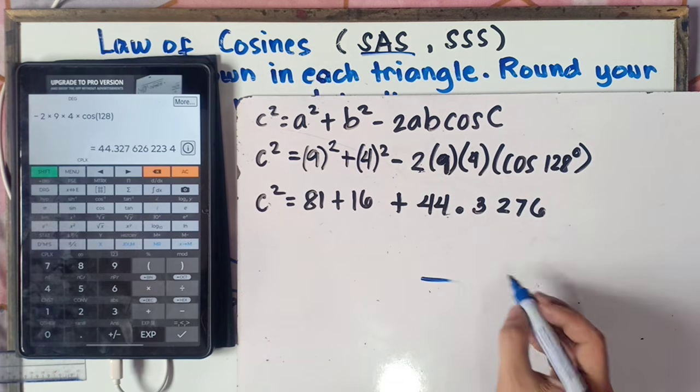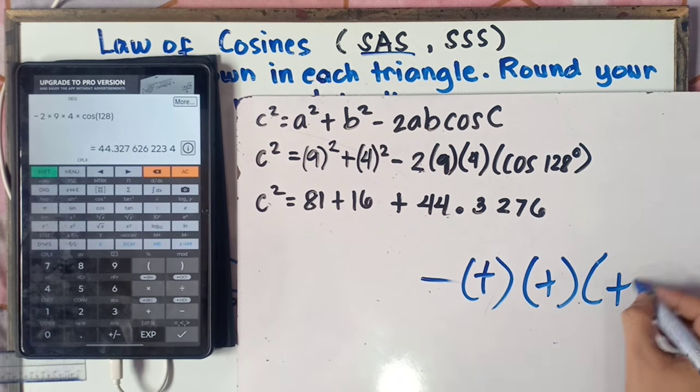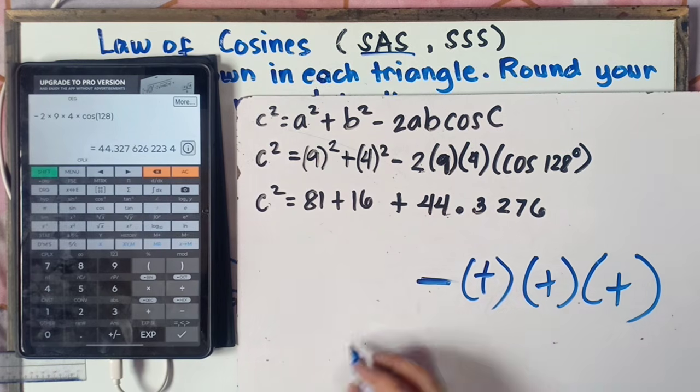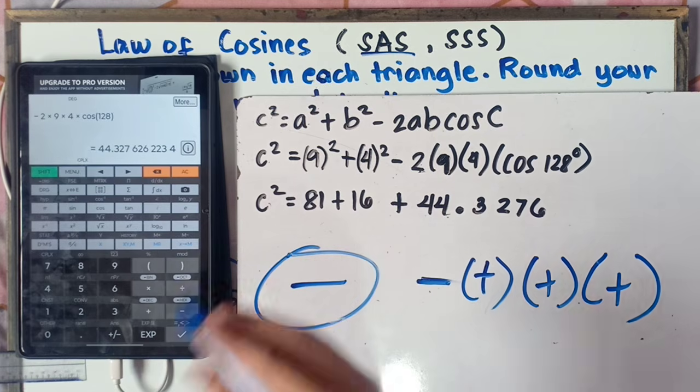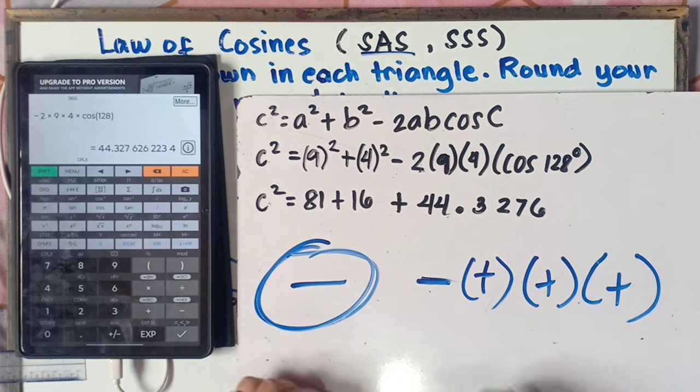That's correct. Negative multiplied by positive, any positive number multiplied by negative, it's always negative. Okay, negative times positive times positive times positive, it's always negative. That's correct. That's a good observation, class.